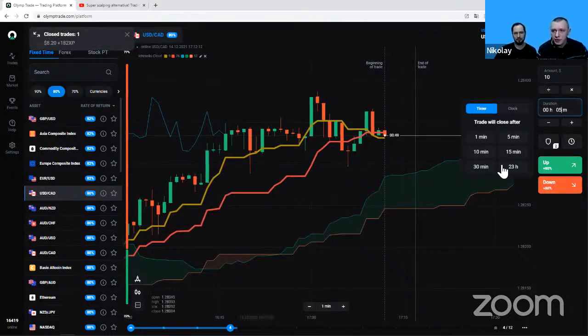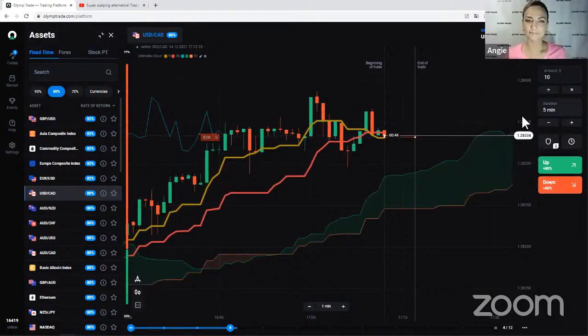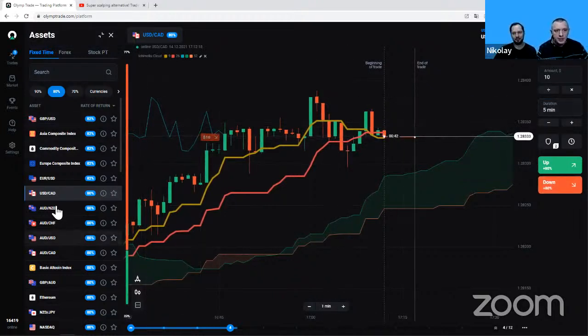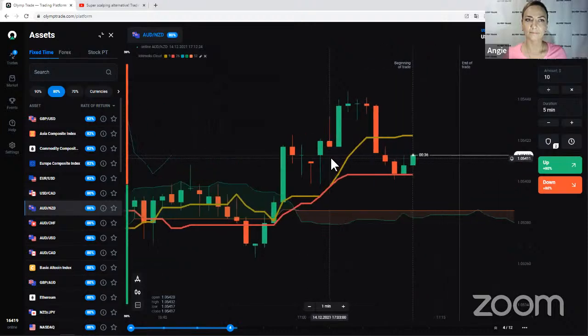So my first trade was closed in plus, and my second trade will be opened with the 5 minute duration. Okay, so next one is Australian dollar and New Zealand dollar.